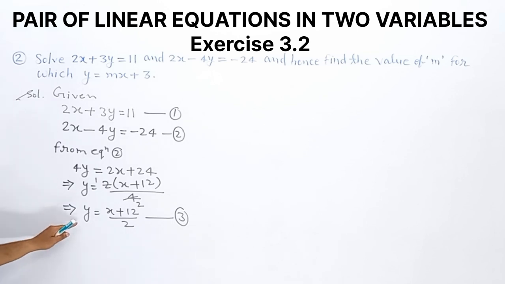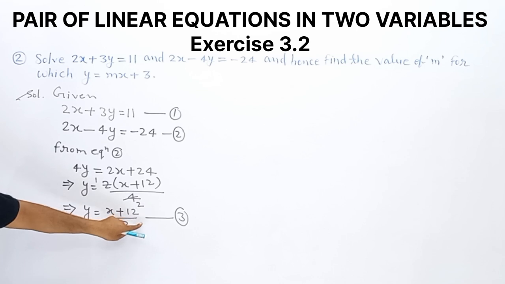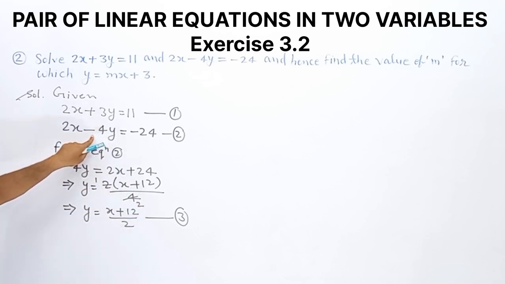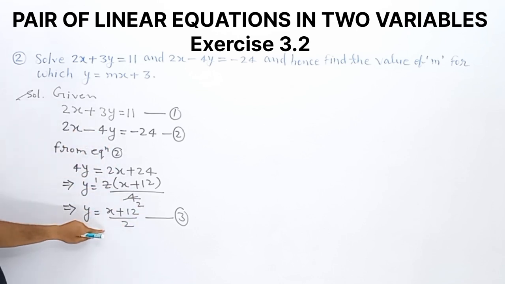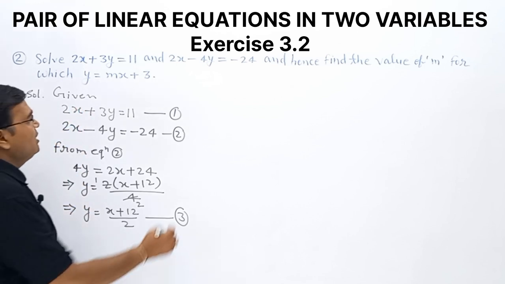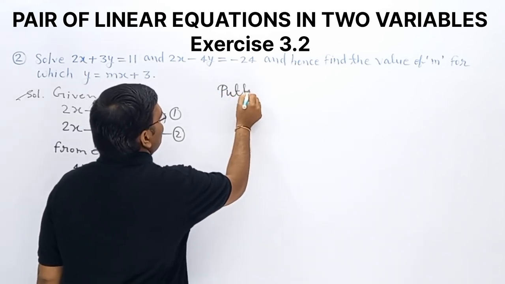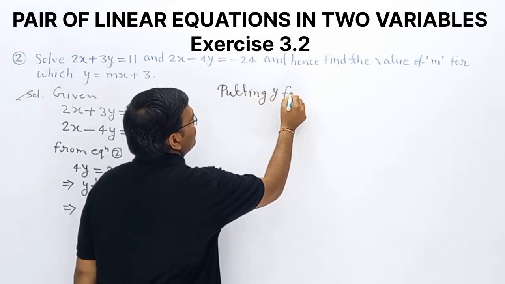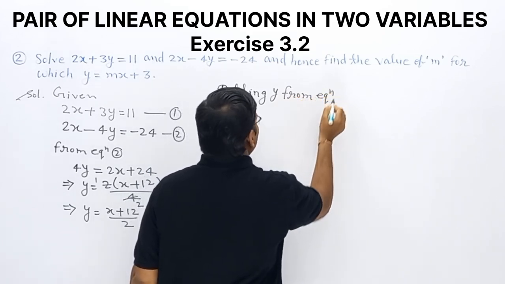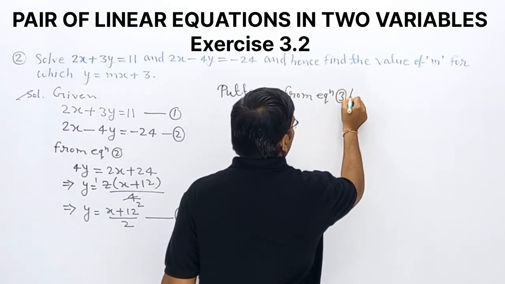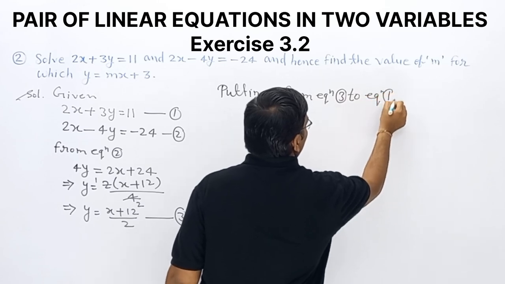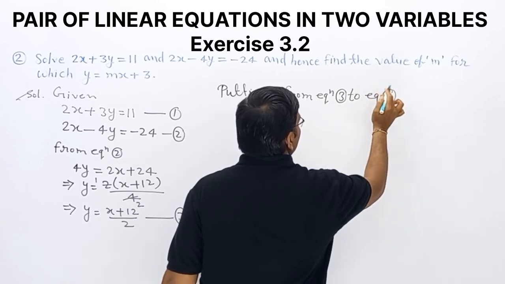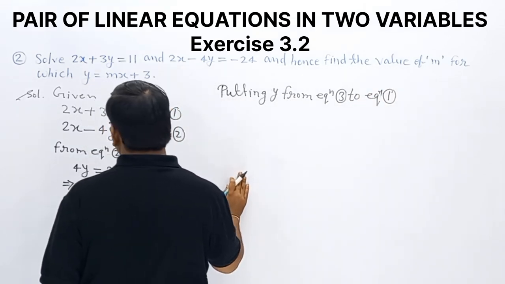So I am using the substitution method. From these two equations, I am solving one equation for one variable. Y equal to this one, obtained from equation number 2. So we will not put this value in this equation. We will substitute this value in equation number 1. Putting y from equation 3 into equation 1, then what do we get?